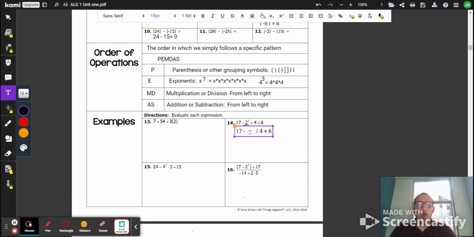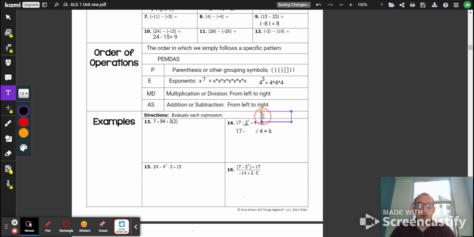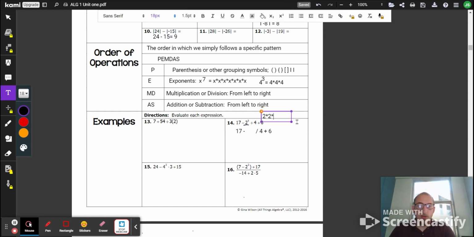I've got to think of what is 2 to the 5th. Well, that would be 2 times 2 times 2 times 2 times 2, right? And for those who know, it is 32. Cool. That's good. Nice.